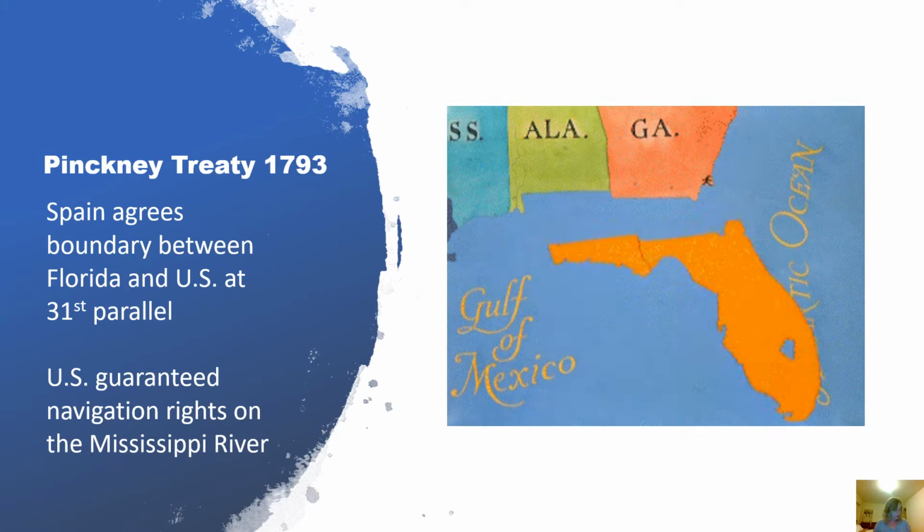And this was huge for farmers. The Mississippi River feeds into the Ohio River, and farmers from the Ohio River Valley area could send their goods and produce to be sold. So this was a much better treaty, and it was very well received.